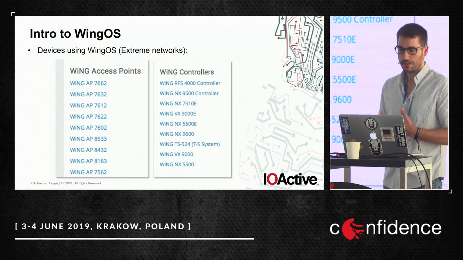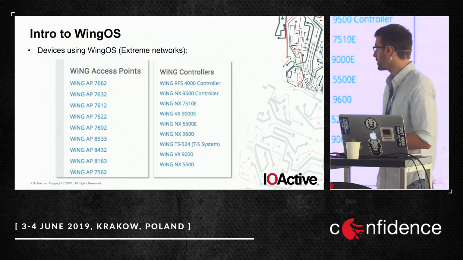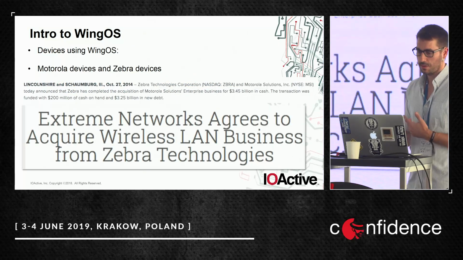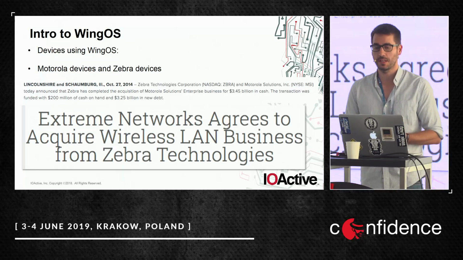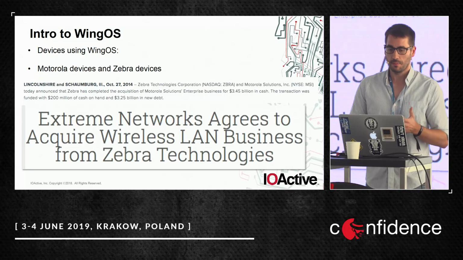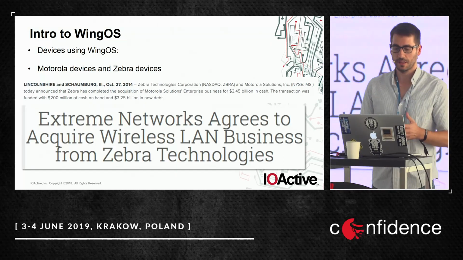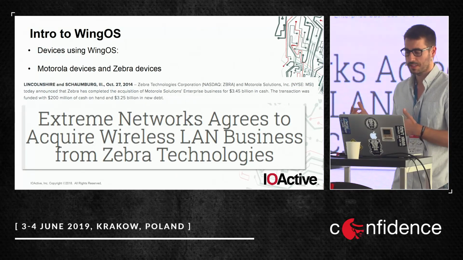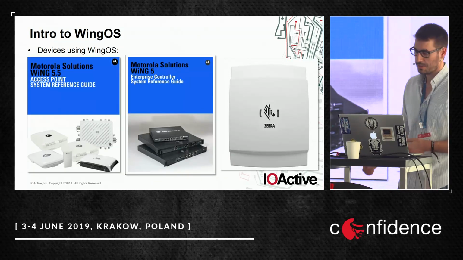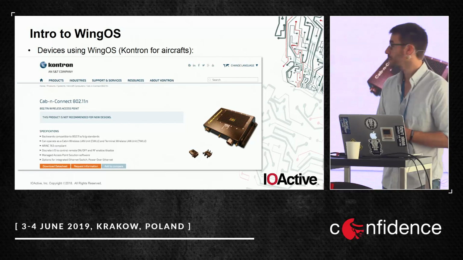As for devices using this embedded operating system, from the Extreme Networks website we can see a list of devices. But these are not the only devices using this OS, because as I said, Motorola created it, so we have Motorola devices as well. Then Zebra bought this part of the business from Motorola, so we also have Zebra devices. And then in the end, Extreme Networks bought this part of the business from Zebra. That's why we have a lot of different devices from Motorola, Zebra, and Extreme Networks using this embedded operating system. But also we have the Contron device.